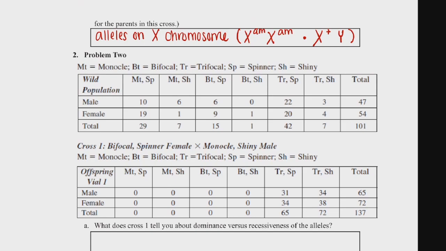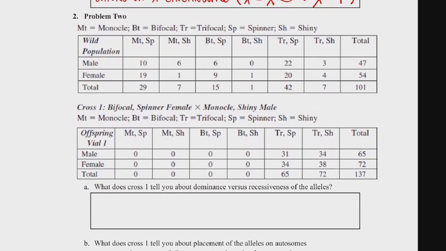So because male progeny are always going to receive an X from the mom, and we saw all male progeny expressing, then we can assume that the mother is homozygous for that allele. Okay, moving on to problem 2.